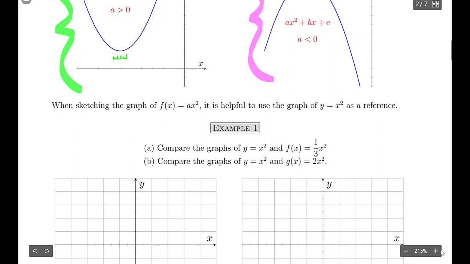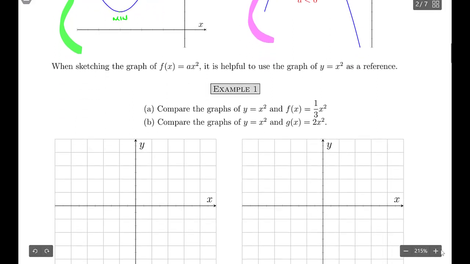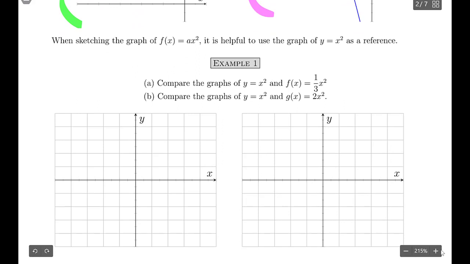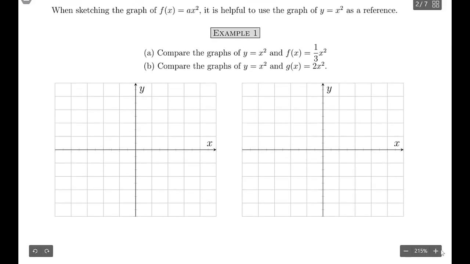And when sketching these graphs, it's often helpful to compare them to the graph of y equals x squared. This is going to go into some transformations that we have looked at previously. But let's first consider part A, where we're looking at y equals x squared. And we know that graph is going to look like the parabola with the vertex at the origin.